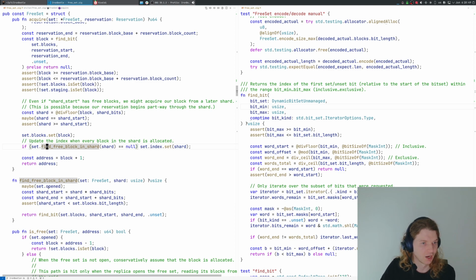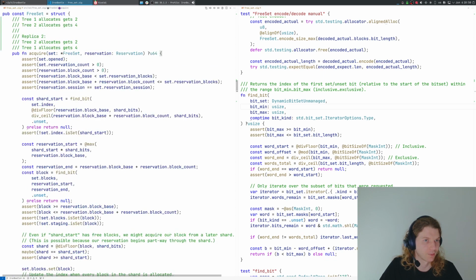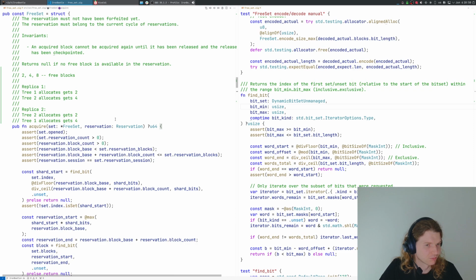Finding a free block in the shard is pretty easy. We just look at those 256 bits of a shard and check if they're all unset. Okay. And then we return the address of the block, and the address, again, is starting from 1 to avoid zeros, so it's just the block index plus 1. And that seems like it's basically it.